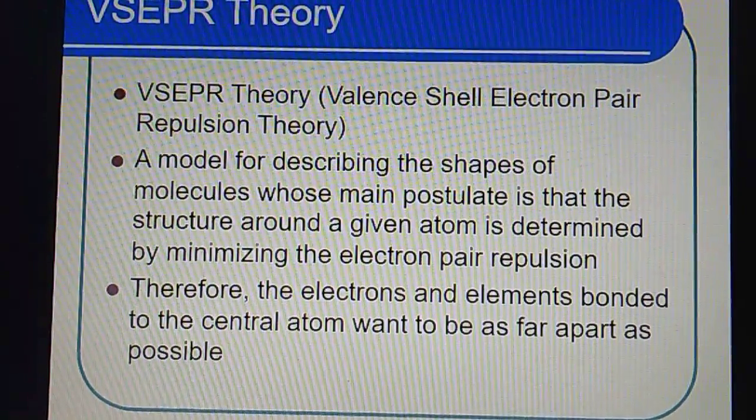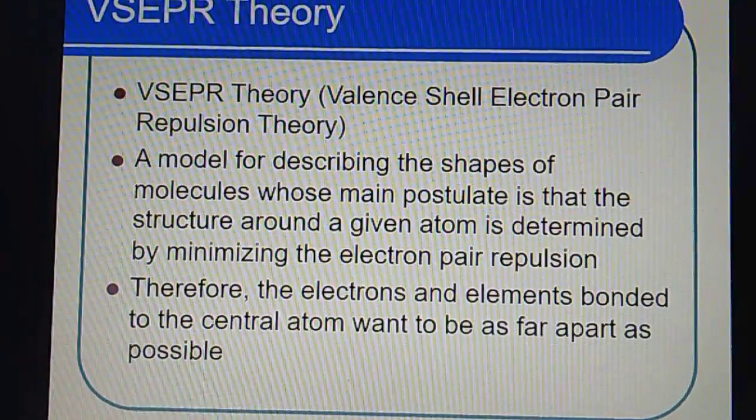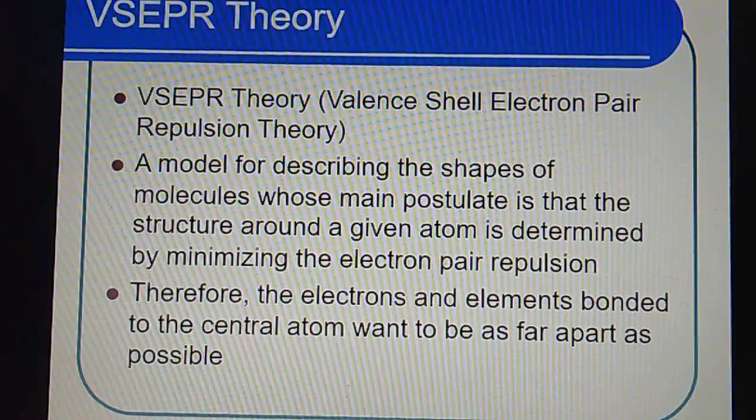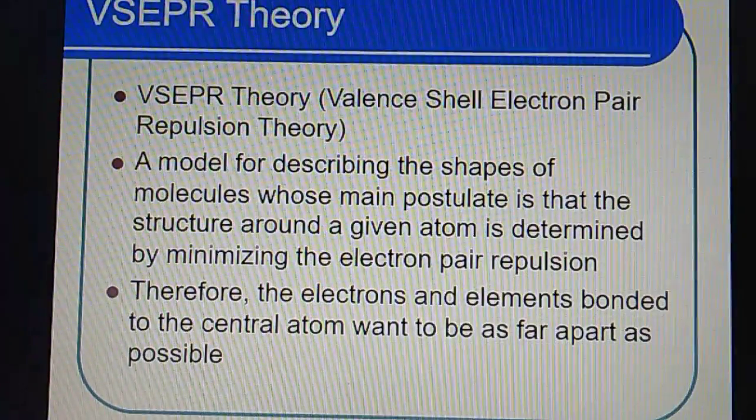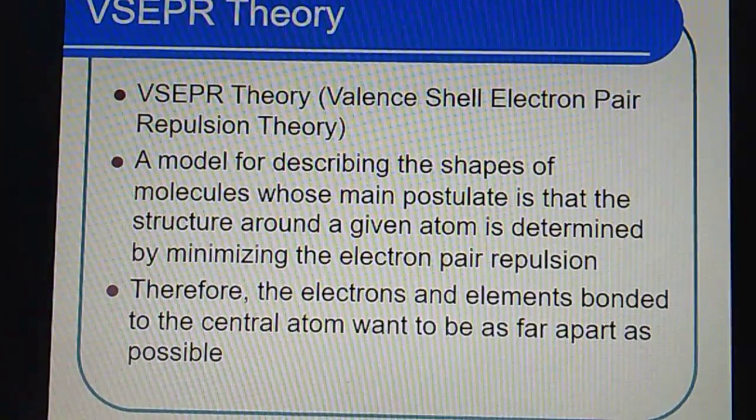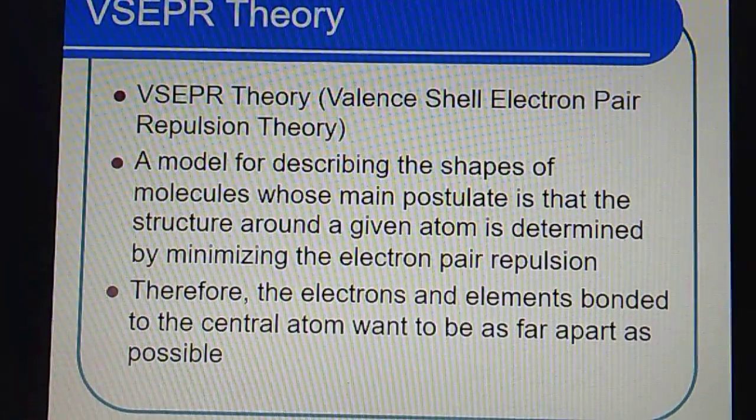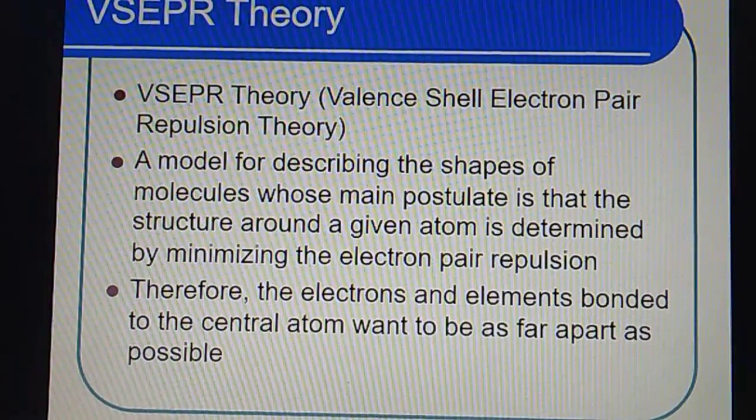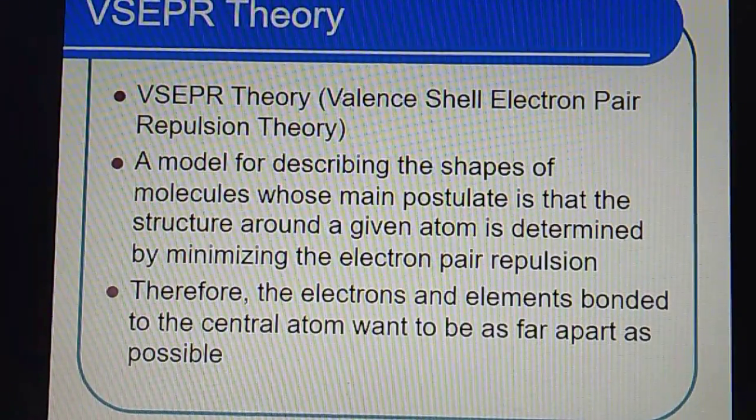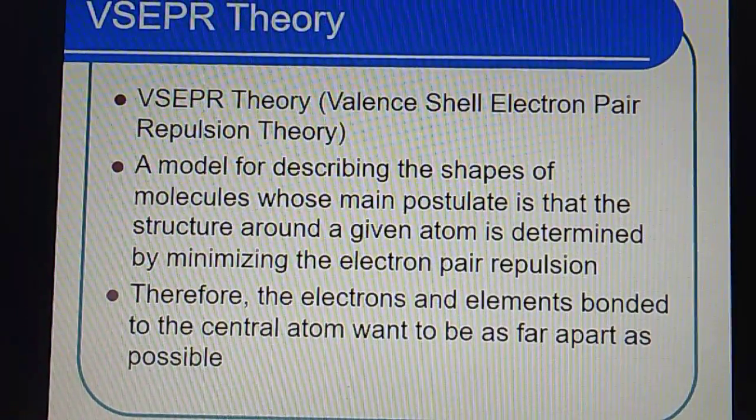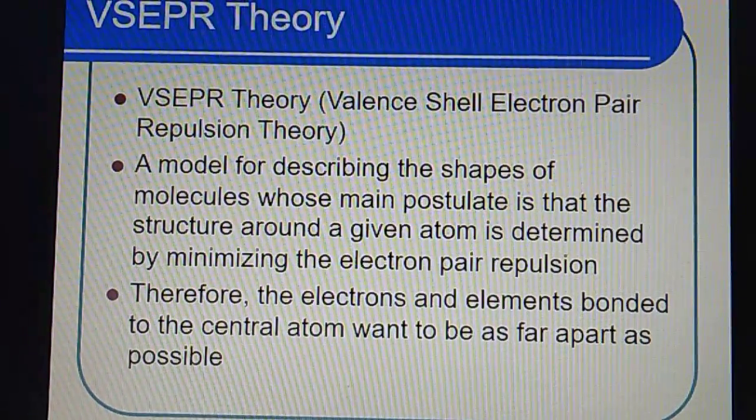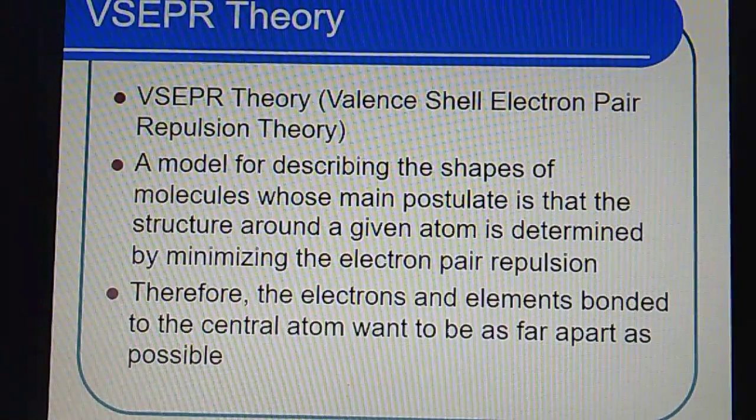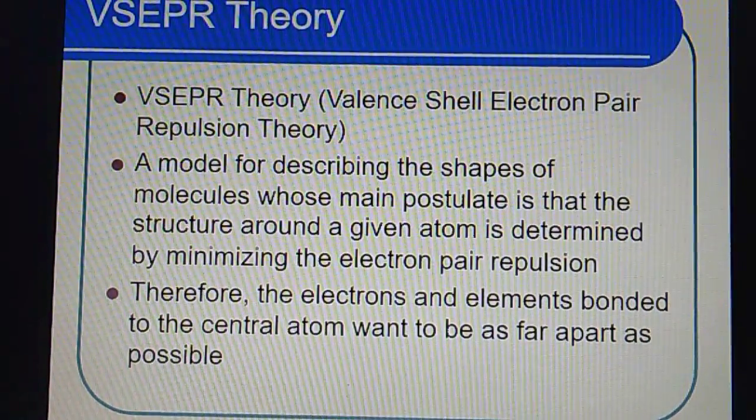So all the electron pairs will try to align themselves far away from each other. Therefore the electrons and elements bonded to the central atom want to be as far apart as possible. Whatever electrons are in the central atom, student, they will try to have the maximum distance to acquire minimum repulsion and maximum stability. So the distance between the electron pairs should be the maximum.